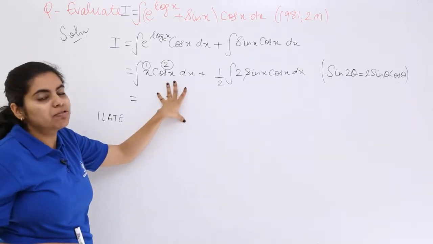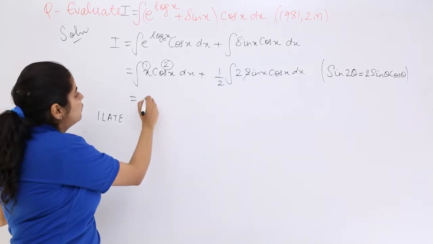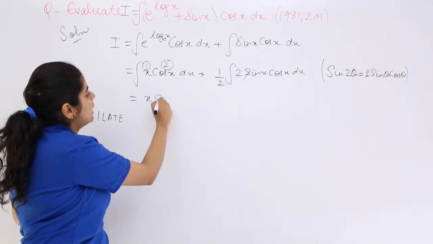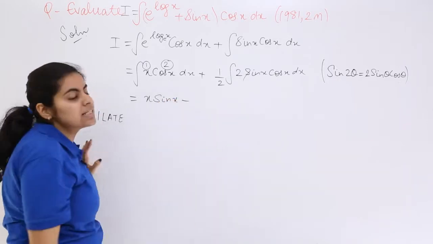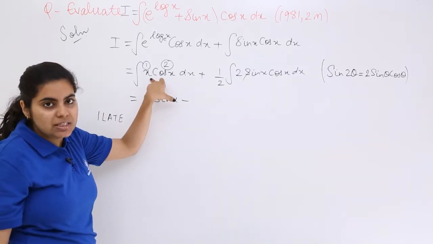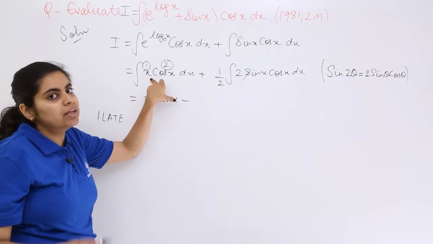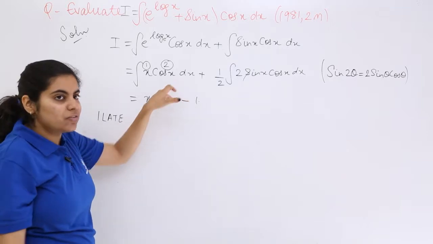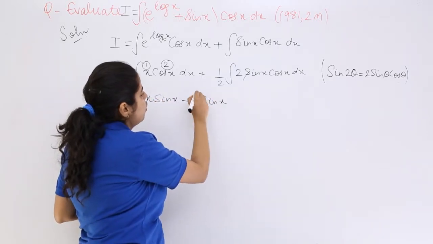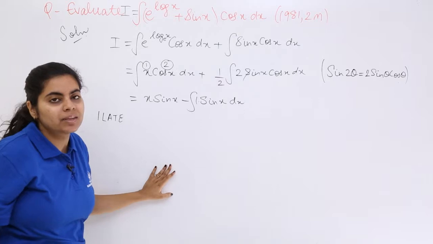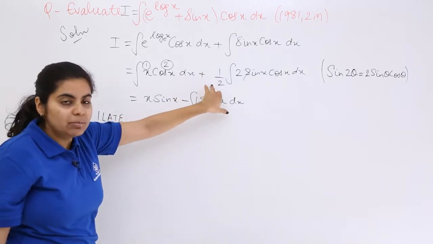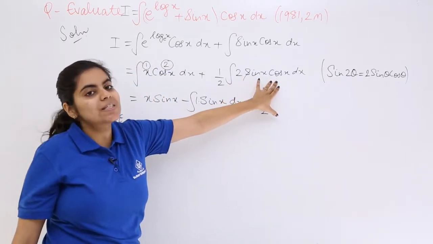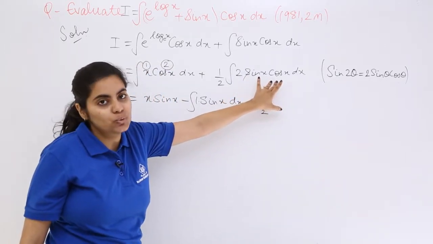So what should be the formula for integration by parts? First function into integration of second. What is the integration of cos x? It is sin x, minus differentiation of first. What is the differentiation of x? It is nothing but 1, minus differentiation of first into integration of second, that is sin x whole integration dx. And here what happens? 1 by 2 in the plus remains as it is. This is nothing but 2 sin x cos x, which is sin 2x.